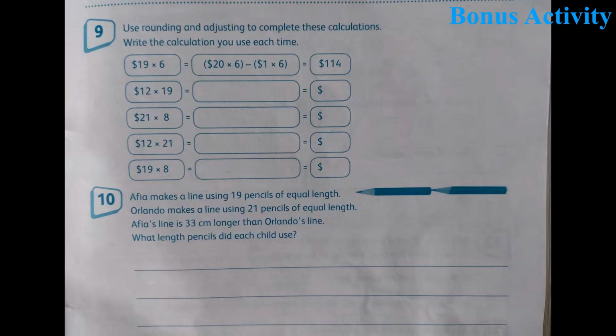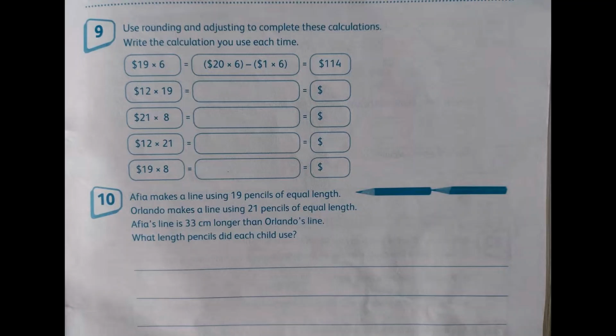Okay, here's the bonus activity. As you can see, it's basically the same idea that we just did. You're going to use rounding, and then you're going to be adjusting to complete these calculations. Write the calculation you use each time. They're giving you the same type of problems here, and they want you to solve it. Don't worry about if it's a book or not. It doesn't matter, we're just using that as an example. Just follow the same format here for each problem, and then you should be okay.